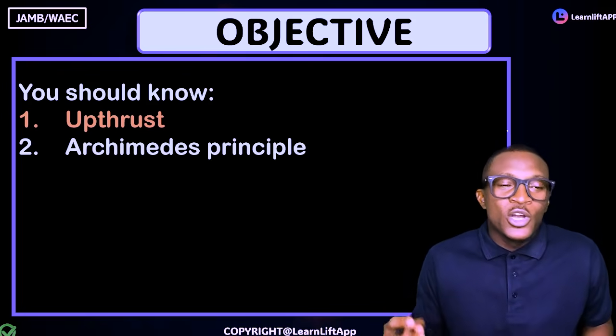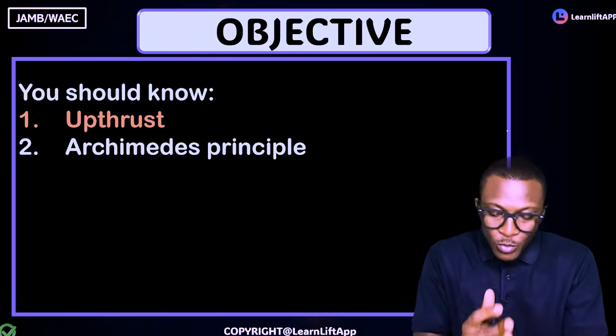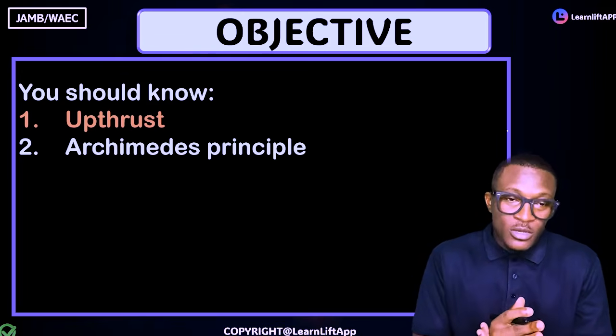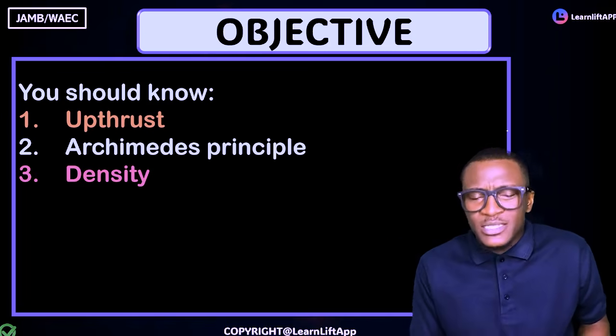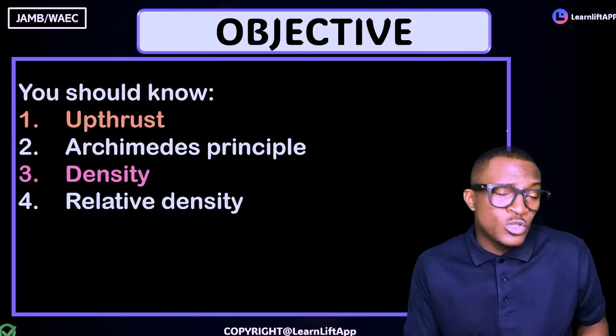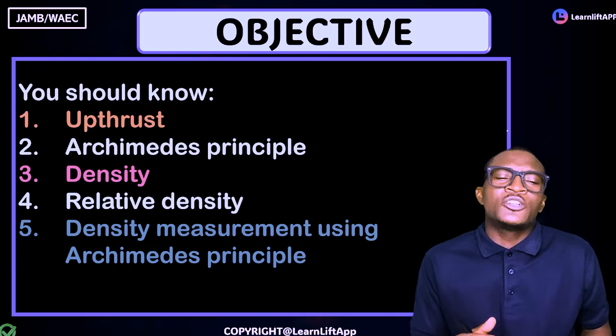After Upthrust, we'll talk about flotation, before Archimedes' principle. So we'll talk about Upthrust, we'll talk about flotation, and I will talk about Archimedes' principle. Now we'll talk about density. We'll also talk about relative density, and the measurement of density and relative density. I will then treat their past questions.